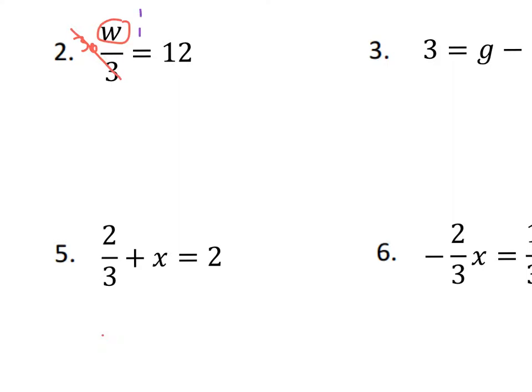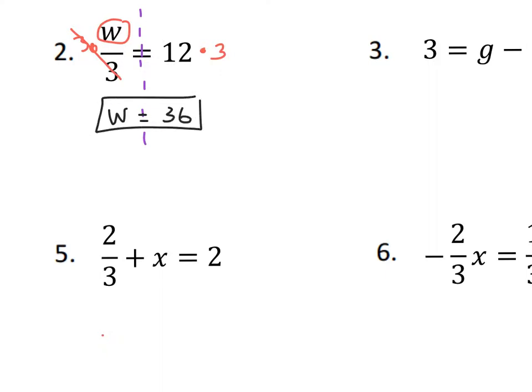And I forgot to put my little dash bar along the equal sign so I can see where I'm going. But we'll do that here. And then, if I multiplied 3 on one side, I have to multiply by 3 on the other side. So I get 12 times 3. So what you're left with then is w on the left equals 12 times 3, which is 36.